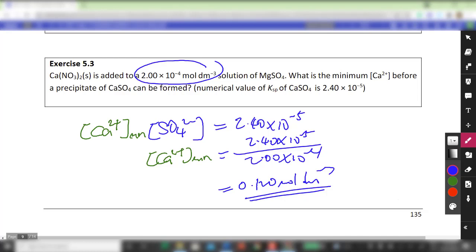In the combined solution, that is the minimum concentration I need before I can form the first trace of calcium sulfate precipitate. So this is what the question is actually asking of you, not the concentration of calcium before I add them together. You notice that there is one tutorial question that actually asks you something along those lines, like the concentration before you add and after you add. So the value is actually a little bit different.